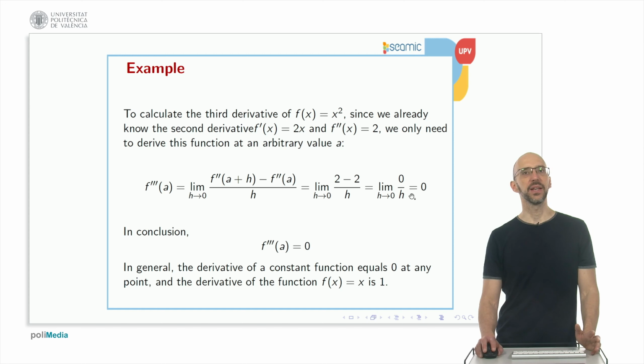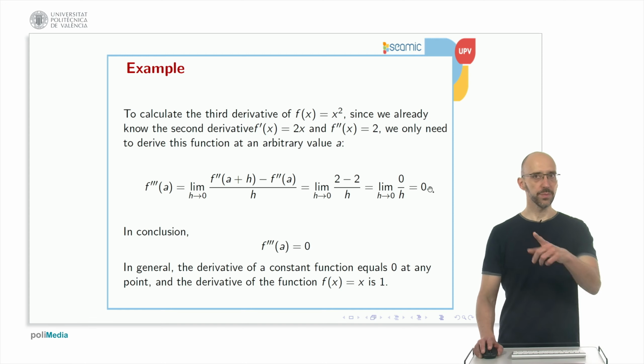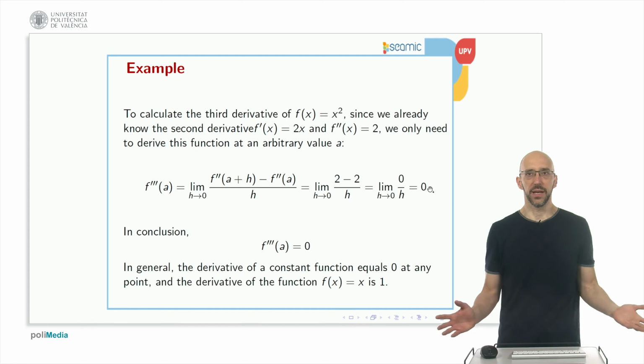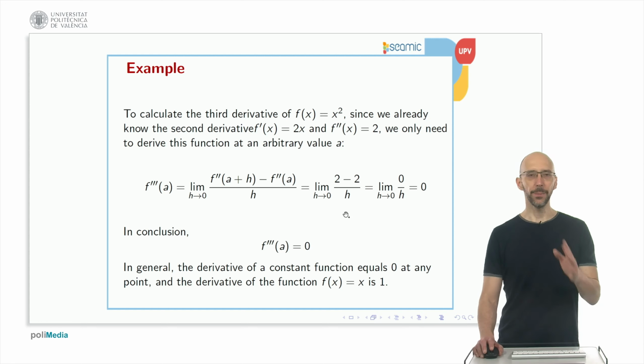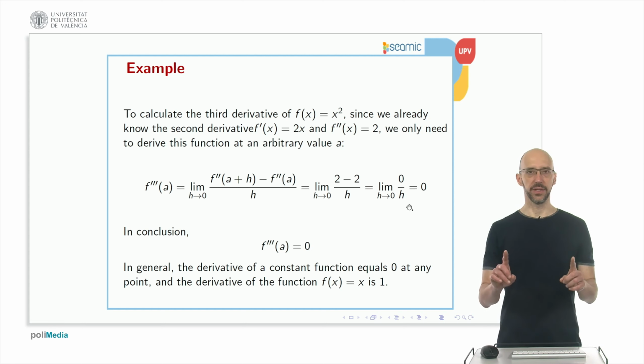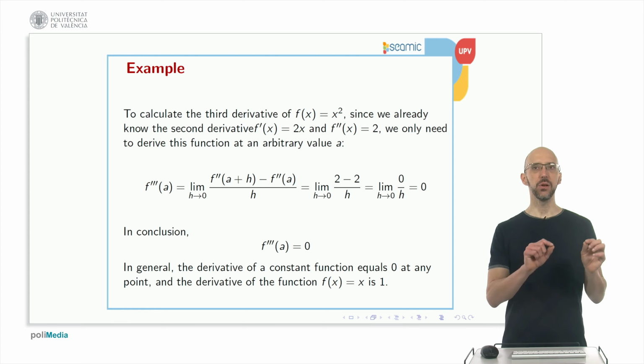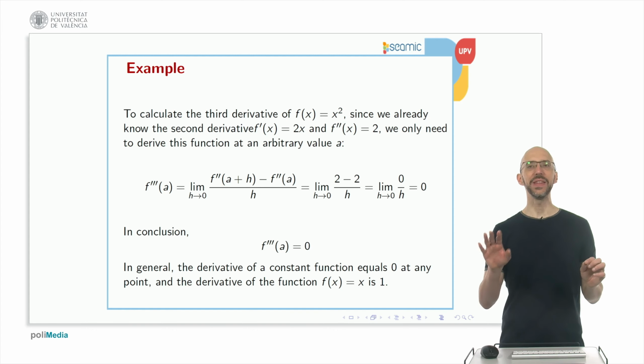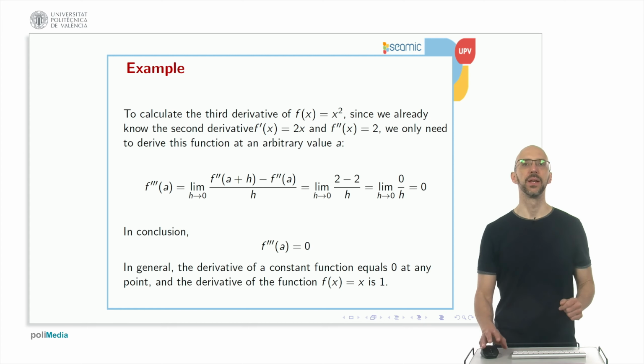So in this case, this limit is 0. You don't trust me? L'Hopital, for example. It can be done. But the key point is that the derivative is 0. In general, the derivative of any constant is going to be 0. And you can keep this information as a rule for the future. So the derivative of any constant is going to be 0.